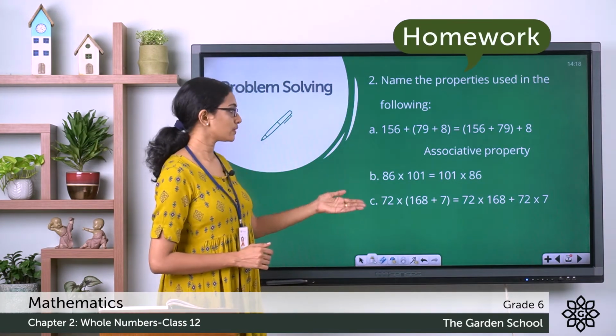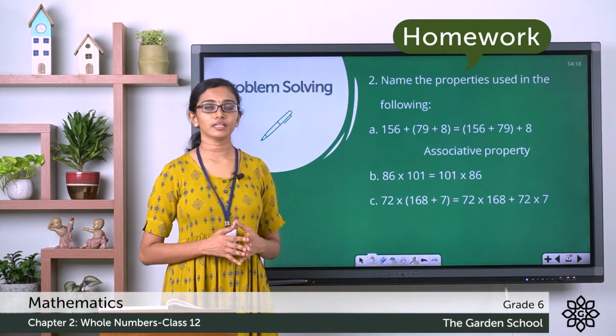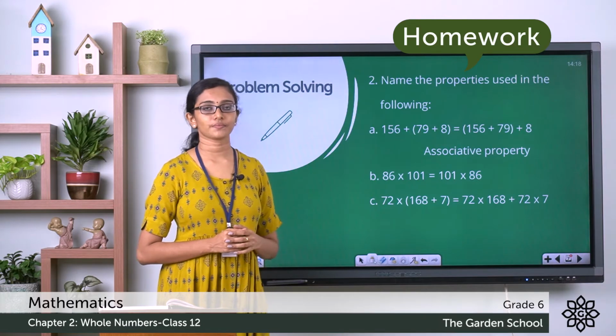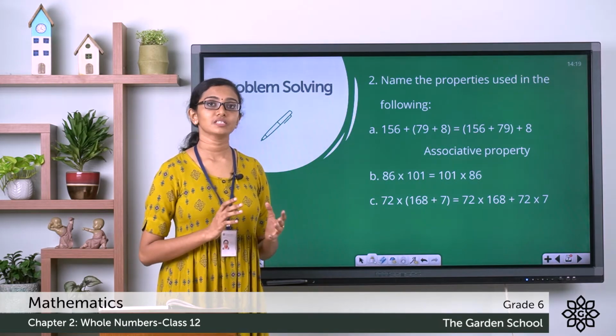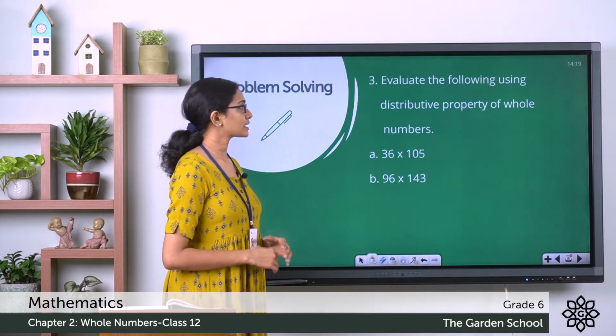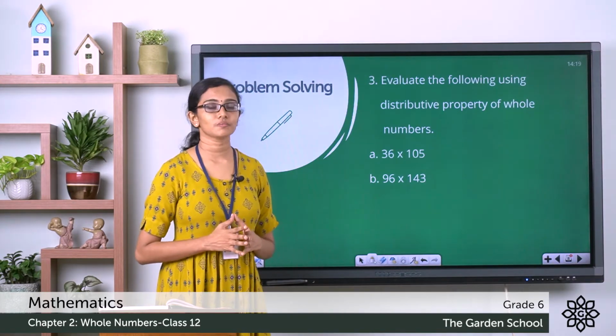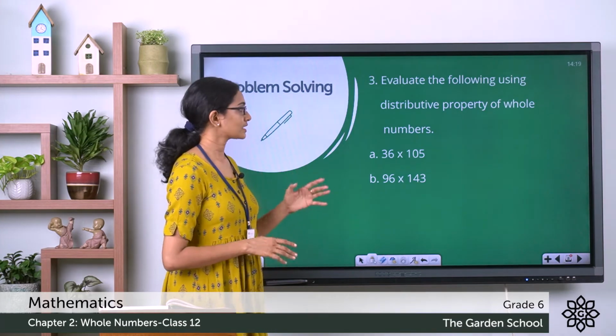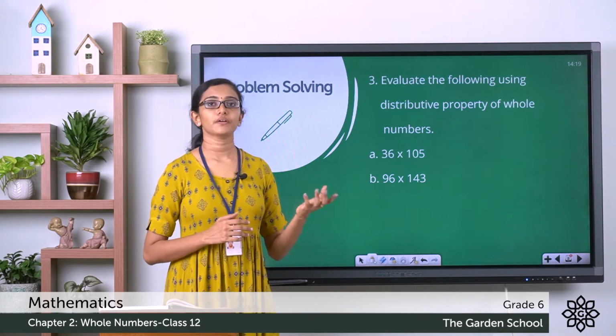Now you have to observe the rest of the two questions given and write down which property is used in each case. Now, shall we discuss the third question? This is: evaluate the following using distributive property of whole numbers. Now the first question, 36 into 105.